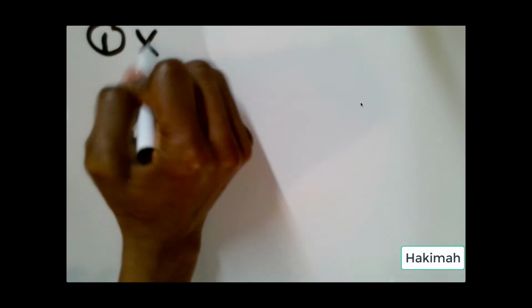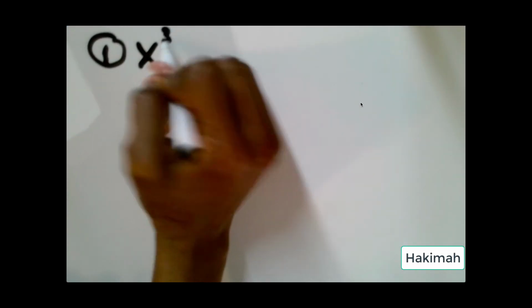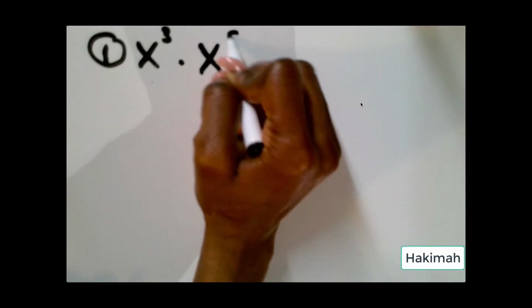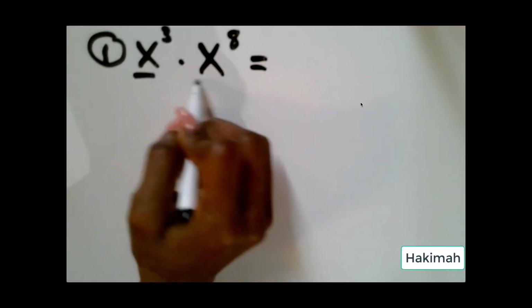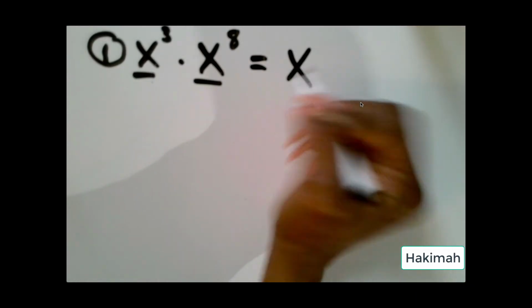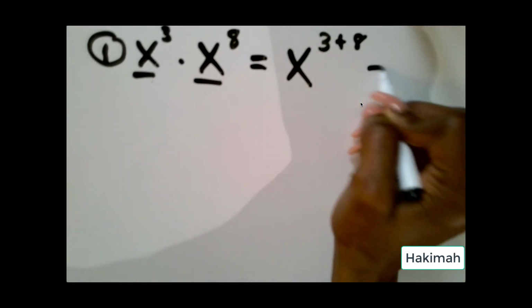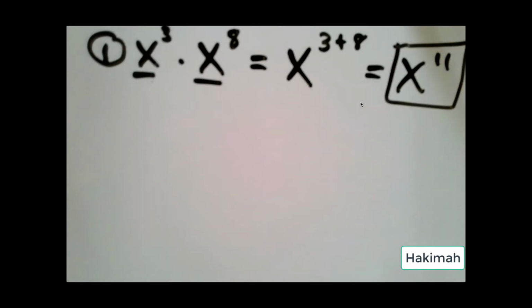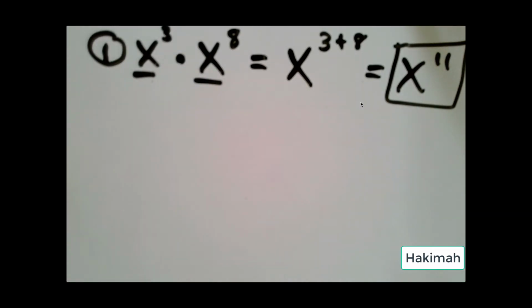We have x to the power of 3 times x to the power of 8. Remember, with our product rule, anytime we are multiplying with the same base, we keep our base and we add our exponents. This gives us x to the power of 11 as our final answer. Really simple. Keep the base, add the exponents anytime you are multiplying with the same base.